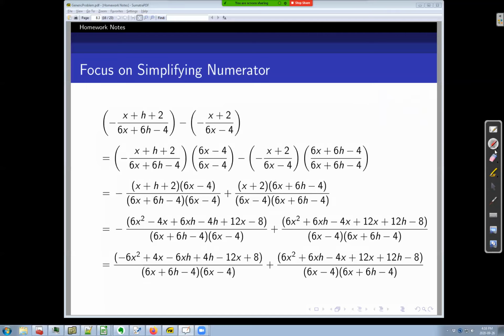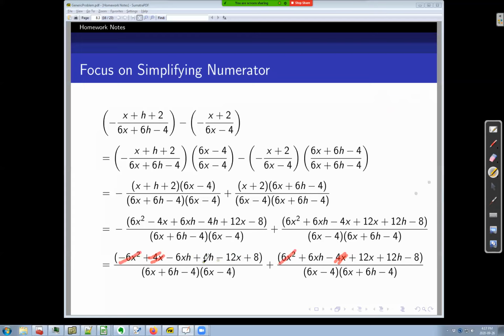Okay, and now we get some cancellations here. Here's a negative 6x squared, and here's a positive 6x squared. So when I have a common denominator now, I can add these fractions, and you know that when you add fractions with a common denominator, you just add the numerators. This is a negative and this is a positive, so those knock each other out. Here is a positive 4x, and here's a negative 4x.